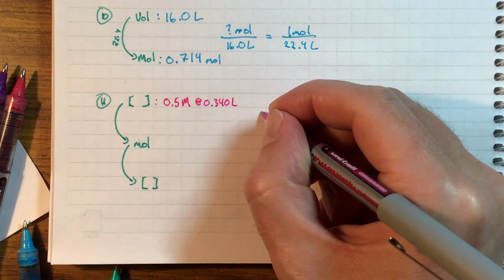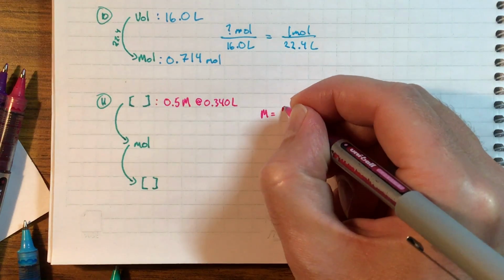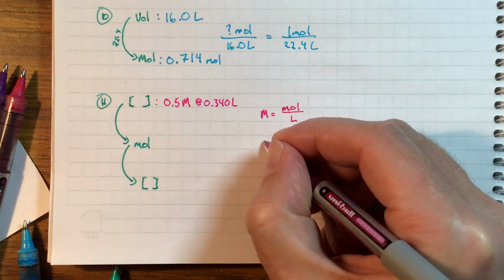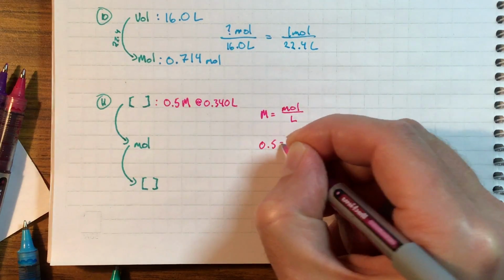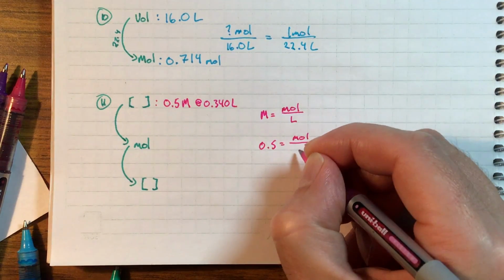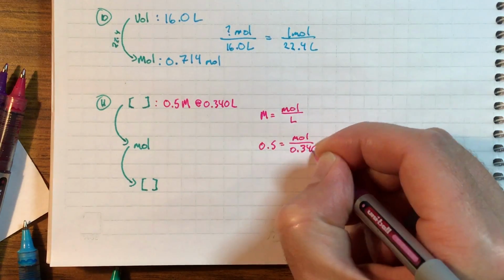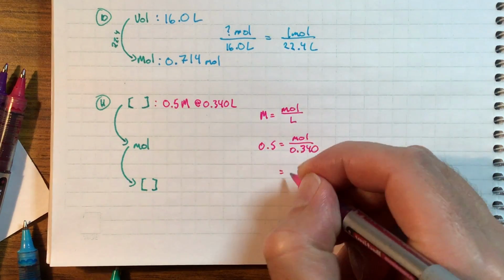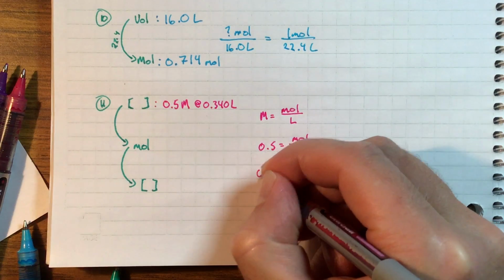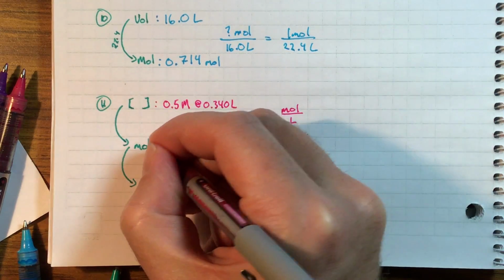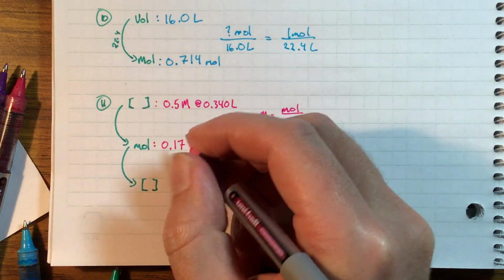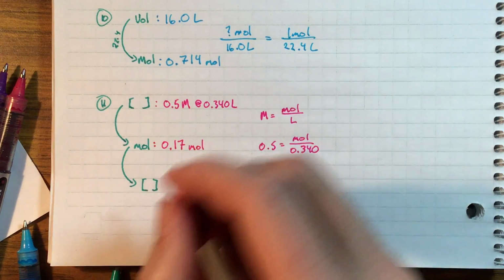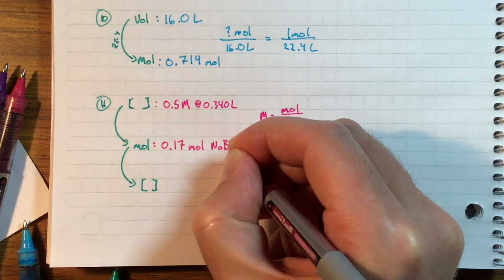So let's do that. Molarity is equal to moles per liter. We know our molarity is 0.5, equal to how many moles we have per 0.340 liters. Multiply that out, 0.340 times 0.5. We have moles equal to 0.17, and that's NaBr.